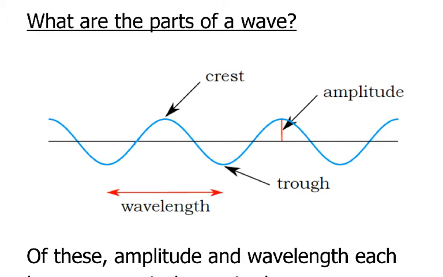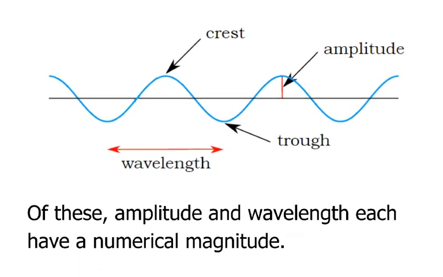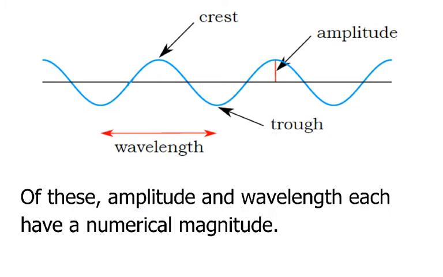Alright, so what are the parts of a wave, you might wonder? Now, some of this is probably review. You've probably talked about these before in other classes in the past, but here we go. This is a typical transverse wave. It looks like a sine wave, basically. And there are these major parts to the wave.